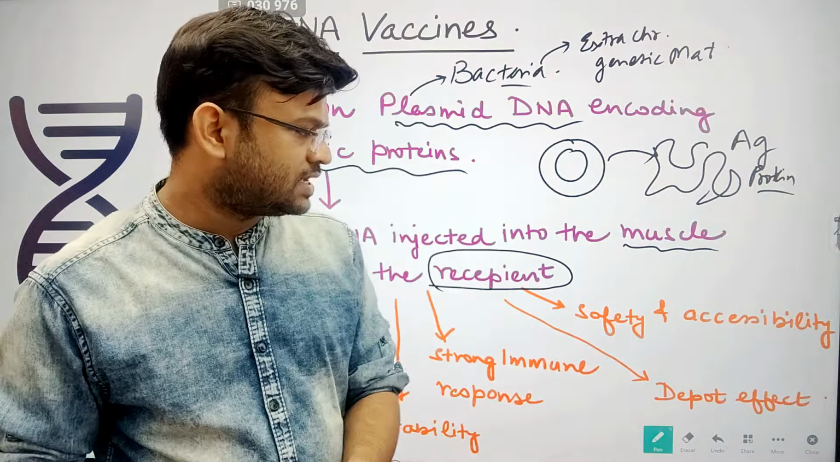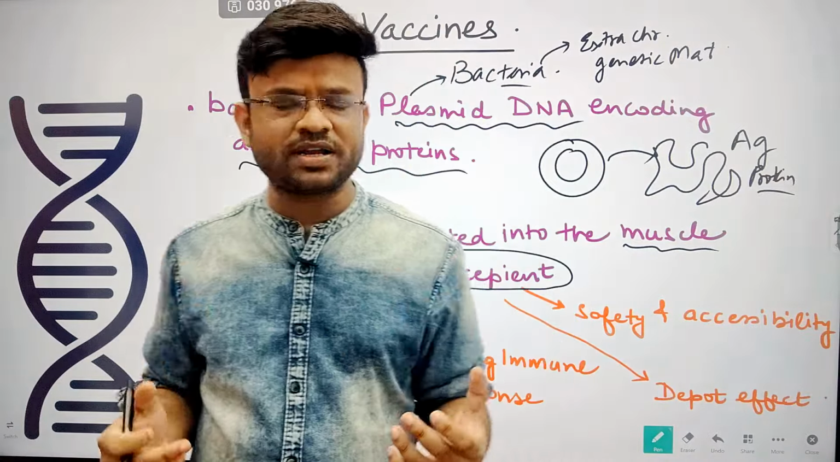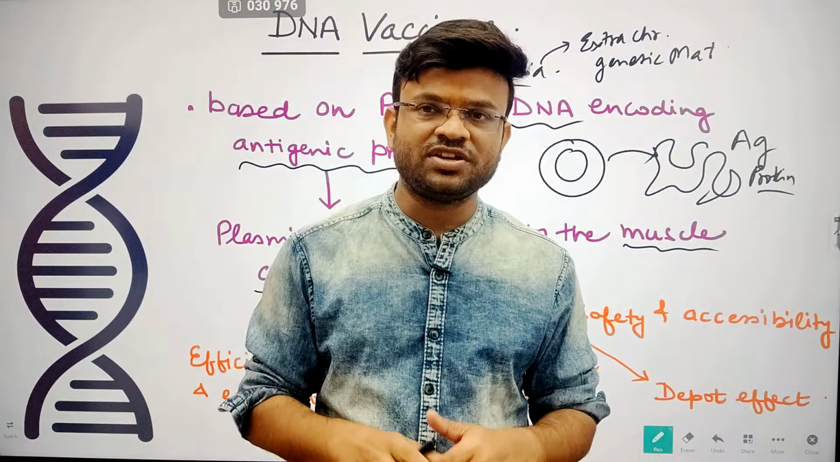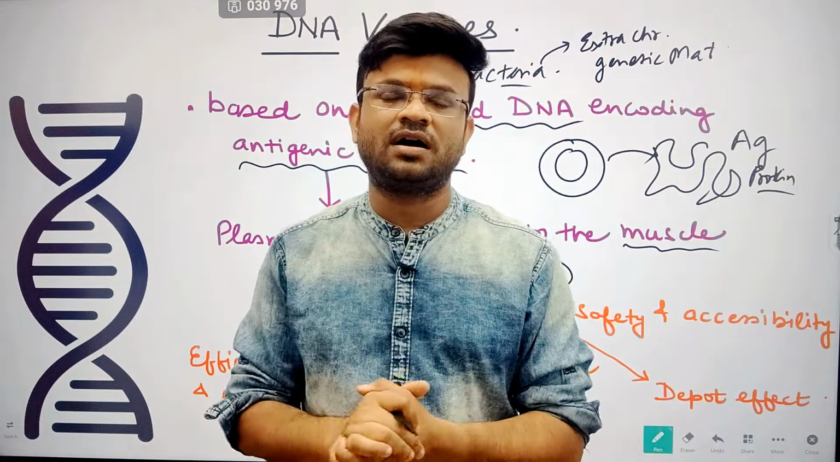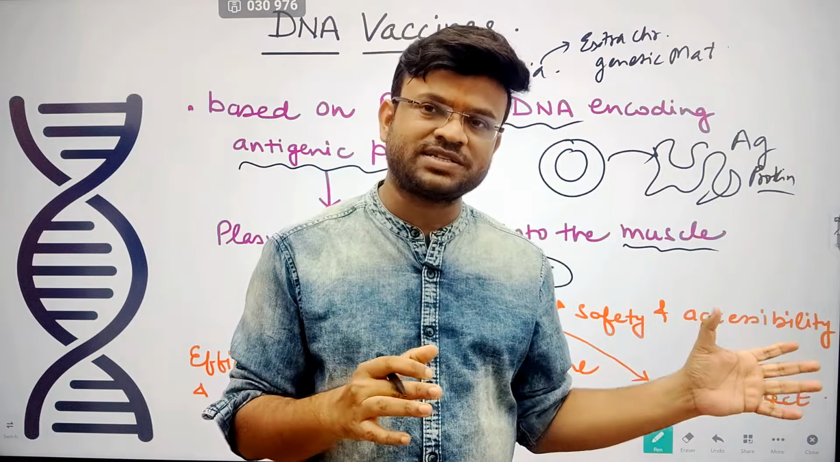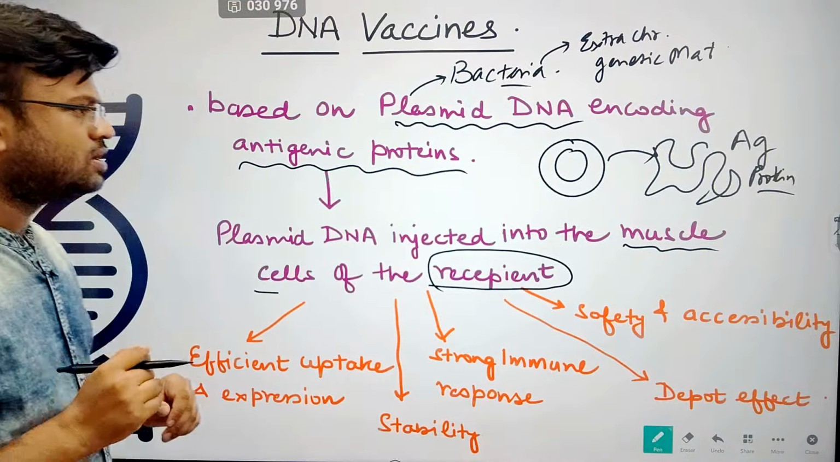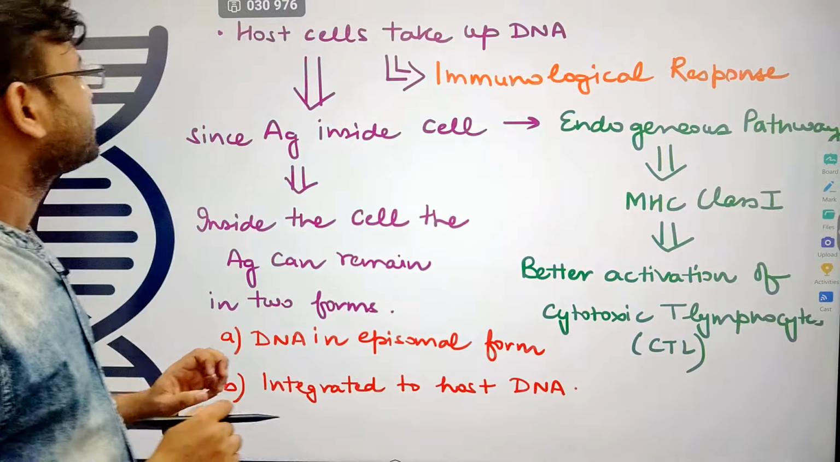Now let us move on to the next thing, safety and accessibility. When you are injecting the DNA plasmid inside a muscle cell, the safety feature is always there, and accessibility, that means you can isolate the DNA from the muscle cells, is also very easy in case of a muscle cell. Now, since we have understood this, let us move forward.